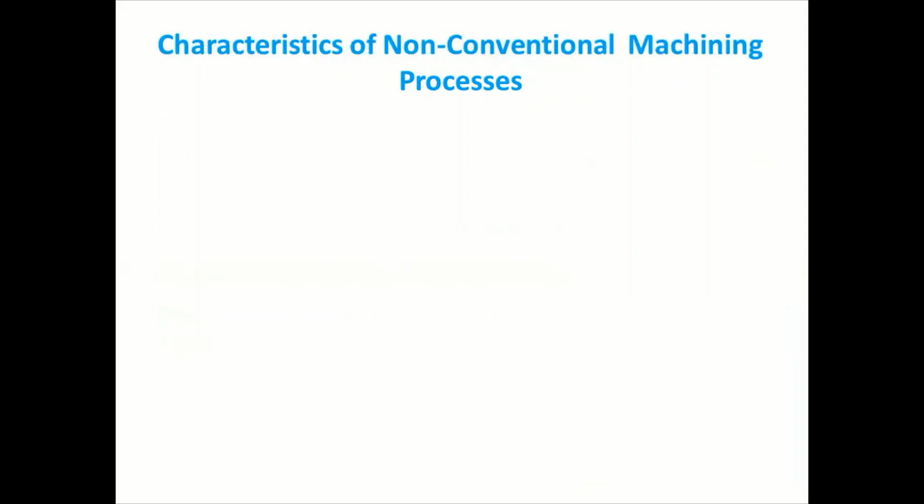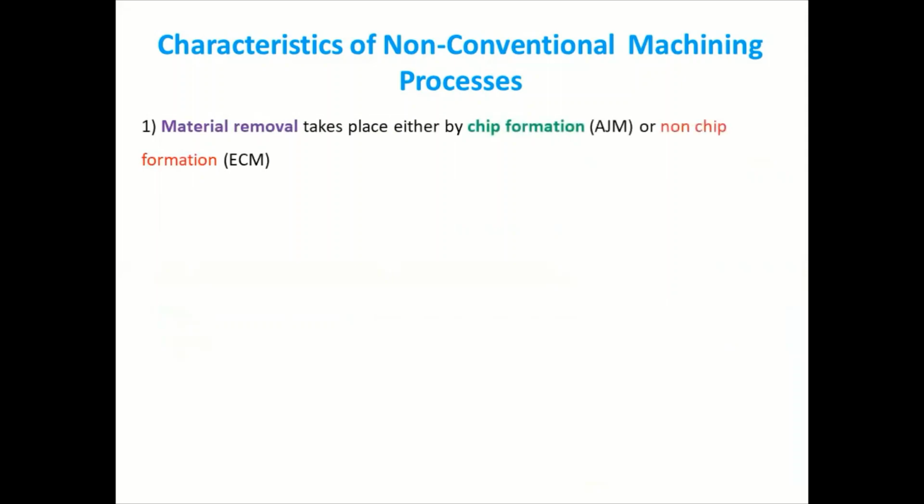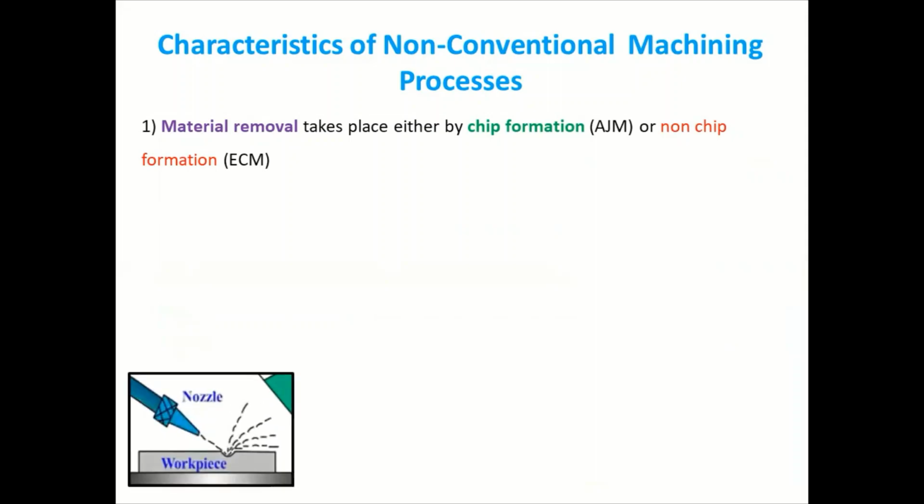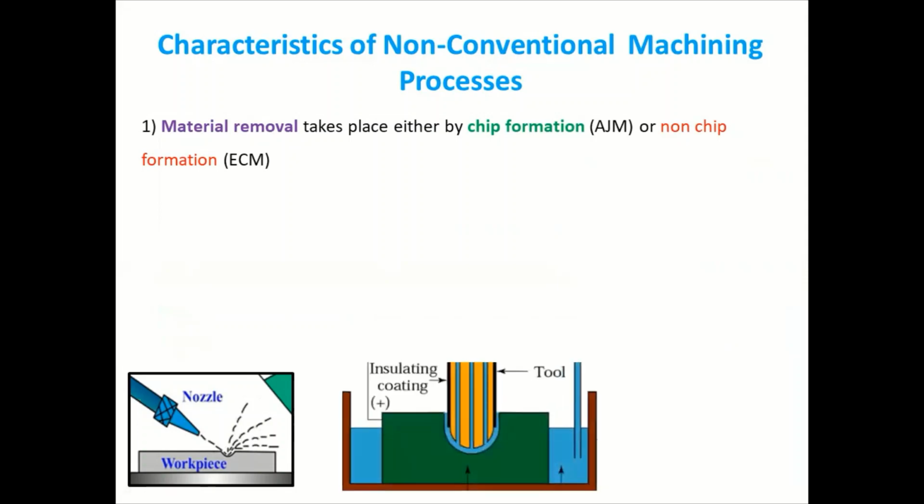Then the characteristics of non-conventional machining process. So here the material removal takes place either by chip formation or non-chip formation. As far as chip formation is concerned, we have taken the example of abrasive jet machine. Here you can see in this diagram, the chip formation has taken place. And for non-chip formation, this is the chemical process or electrochemical machining process, I can say. And in this case, no chip formation takes place, and we can say only the powder form is there.